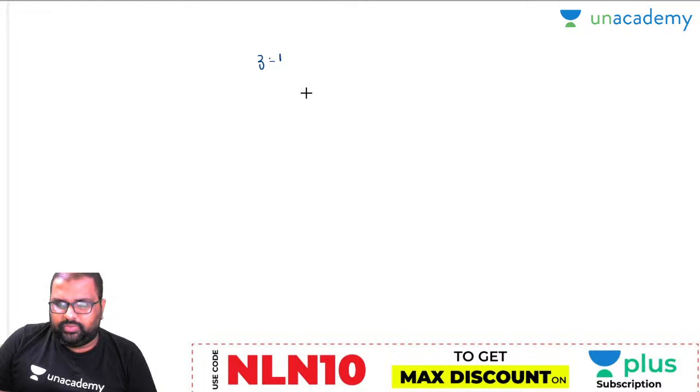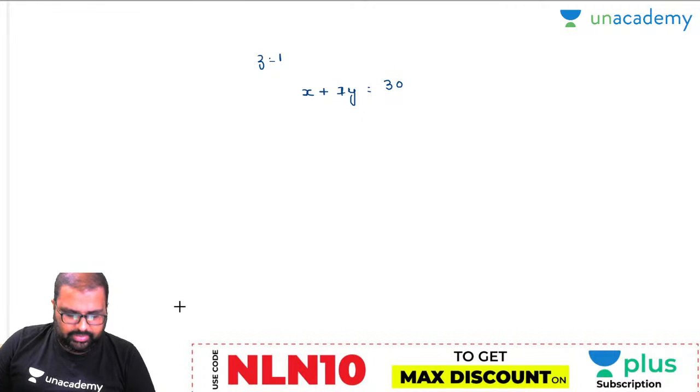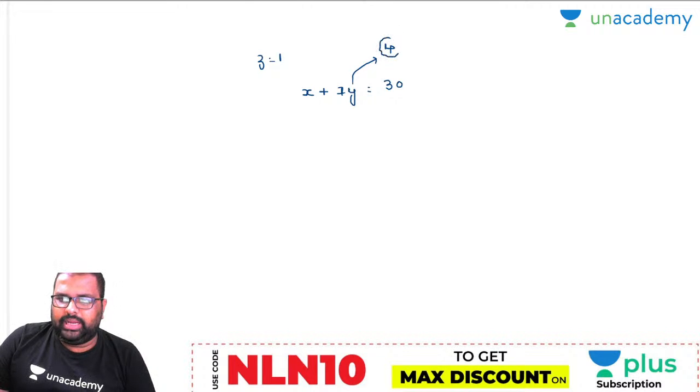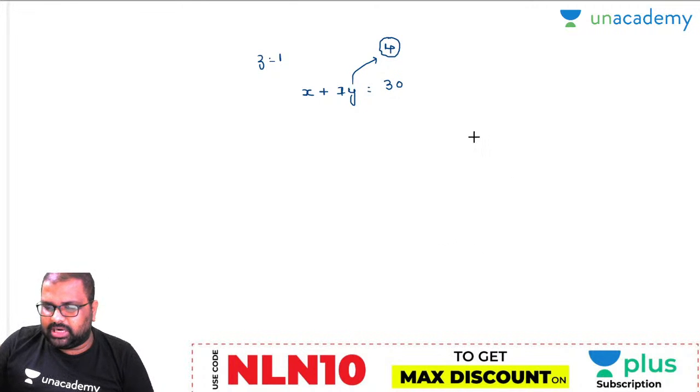If z is equal to 1, the equation will be how much? x plus 7y is equal to 30. Am I right or wrong? 51 minus 21 will be 30. Those who have very good presence of mind, y value can highest be 4 only. 7 4s are 28, 7 5s are 35. Then you can start from here.